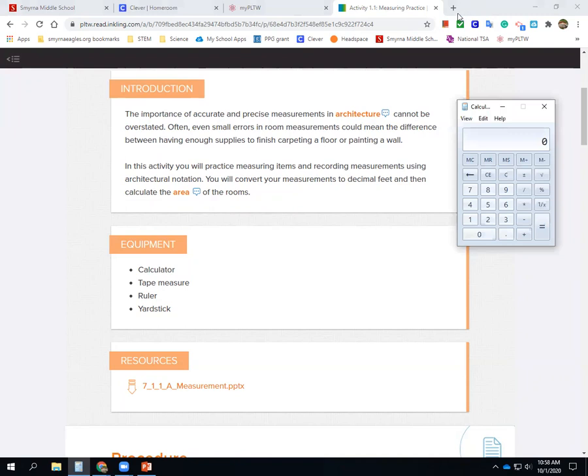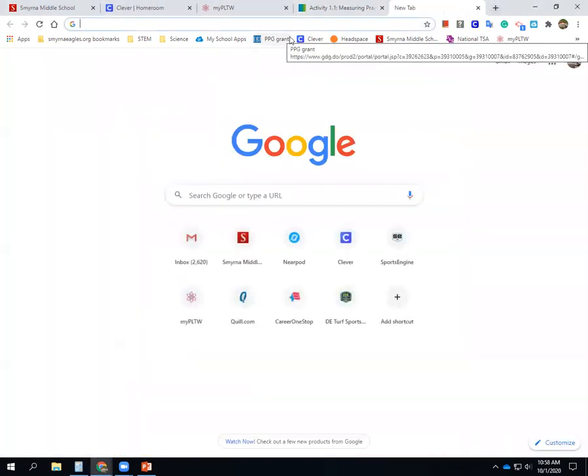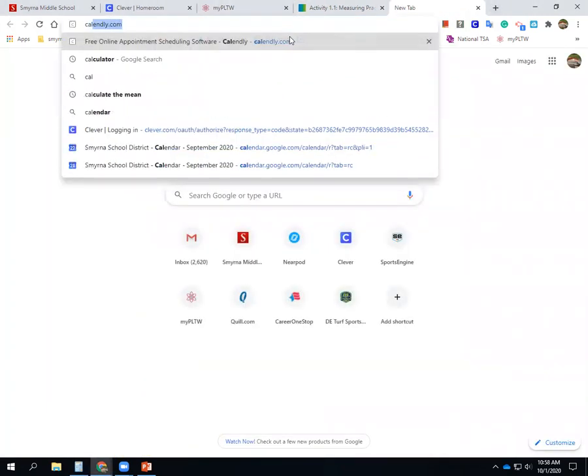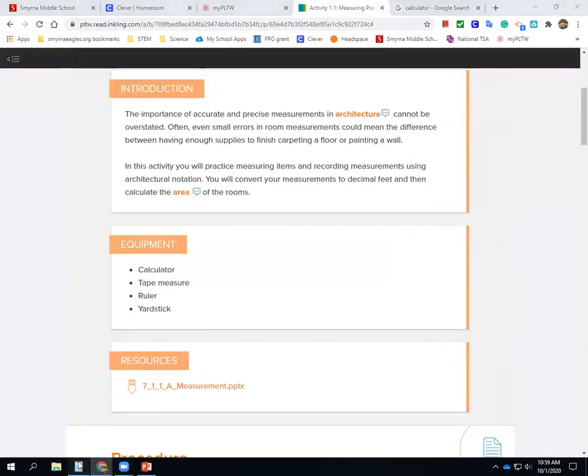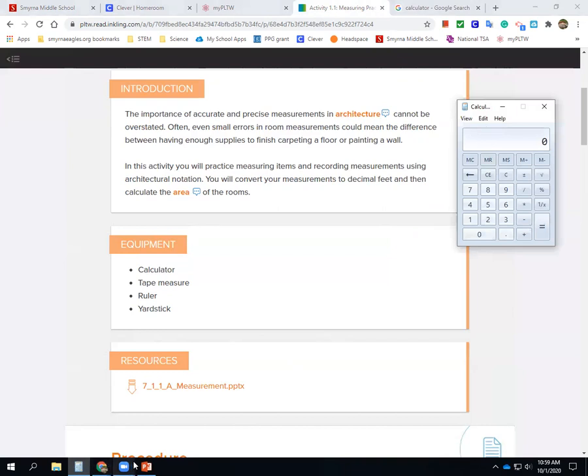Or you can go into another tab, type in calculator in a Google search or maybe even other types of search engines like Bing or something. And there you go. You have a calculator there as well with many more functions. So any way that you want to do it, a calculator can be open there or on a tab, or if you have your phone that probably has a calculator on it, or if you have a calculator, you can use that on your desk.